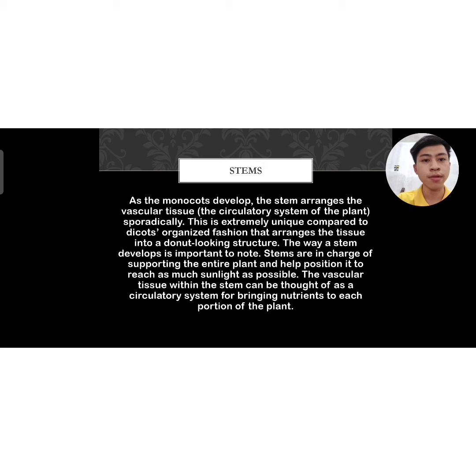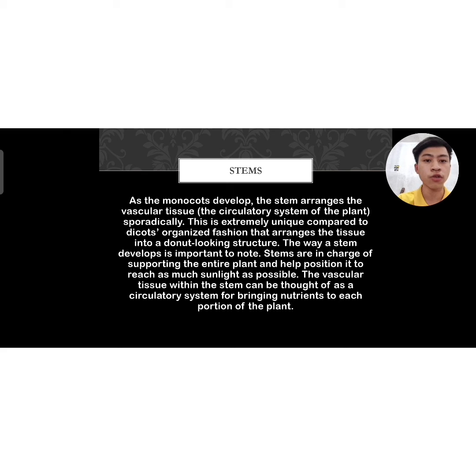And next we have stems. As the monocots develop, the stem arrange the vascular tissue, the circulatory system of the plants, sporadically. This is extremely unique compared to dicots, organized fashion that arrange the tissue into a donut-looking structure. The way a stem develops is important to note.